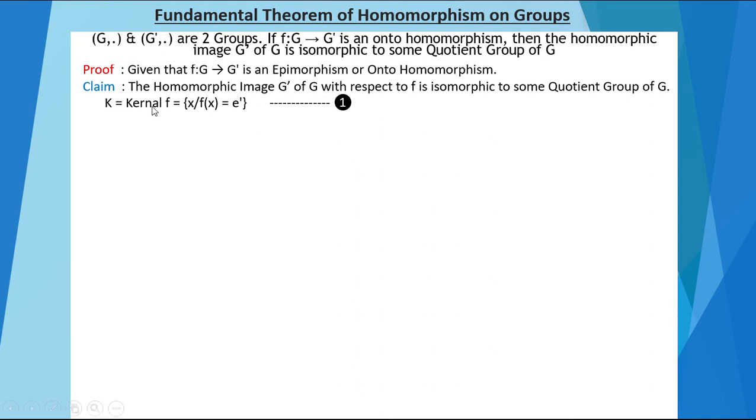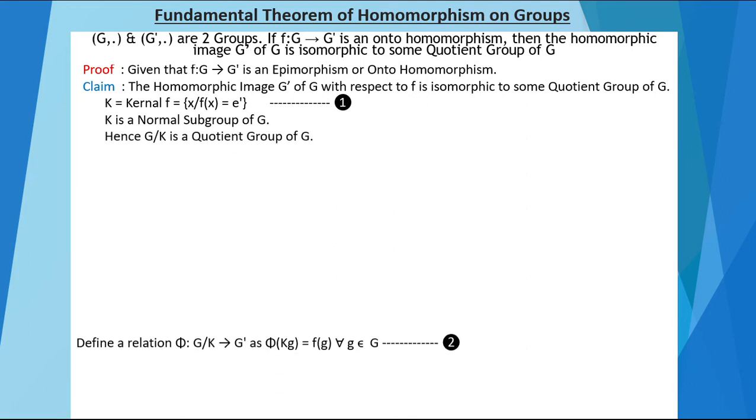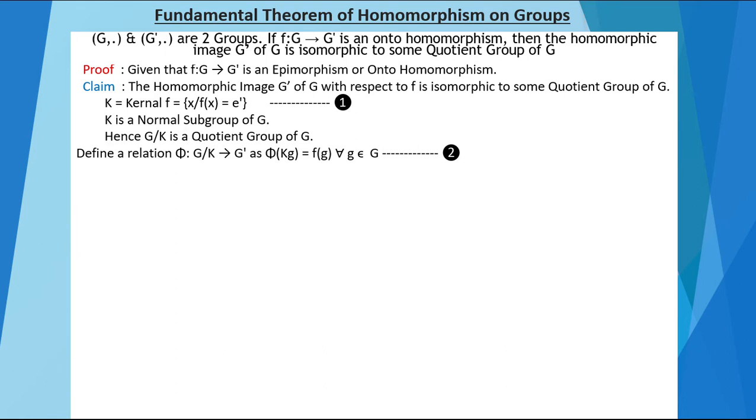We know that kernel f equal to x belongs to G such that f of x equal to the identity element e dash in G dash. Let kernel f equal to capital K. We know that K is a normal subgroup of G, hence G by K is a quotient group of G. Now define a relation phi from G by K to G dash as phi of Kg equal to f of g for all g belongs to G.